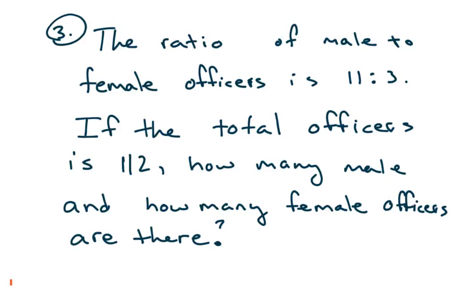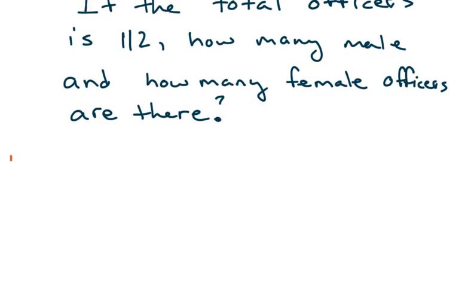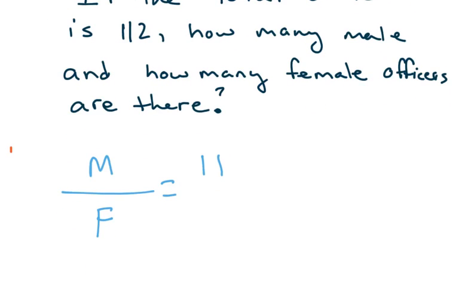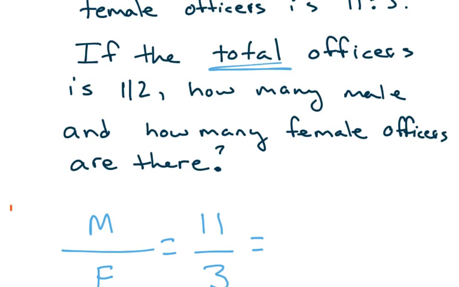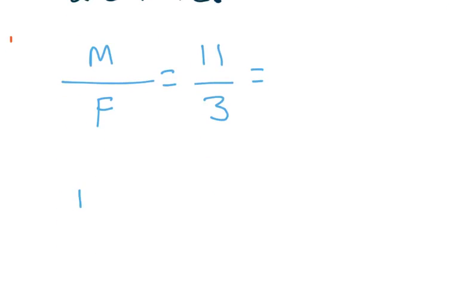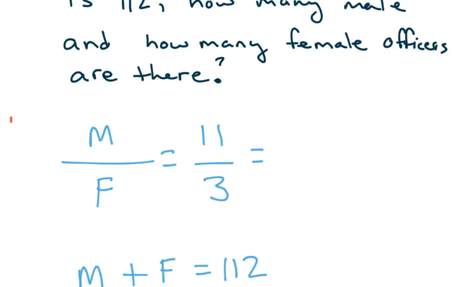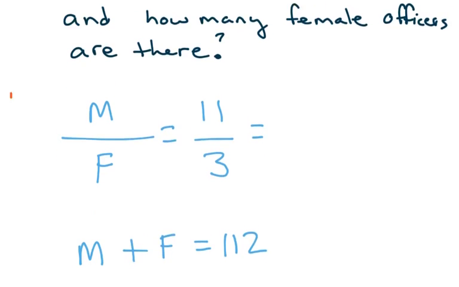Moving right along. Number 3, the ratio of male to female officers is 11 to 3. If the total officers is 112, so let me start writing this out. So we have male, and I'm going to put M for male, F for female, and they said it is 11 to 3, male to female, 11 to 3. Okay. Now this is something different. It says if the total number of officers is 112, so we know the total M plus F is 112. How many male officers and how many female officers are there?